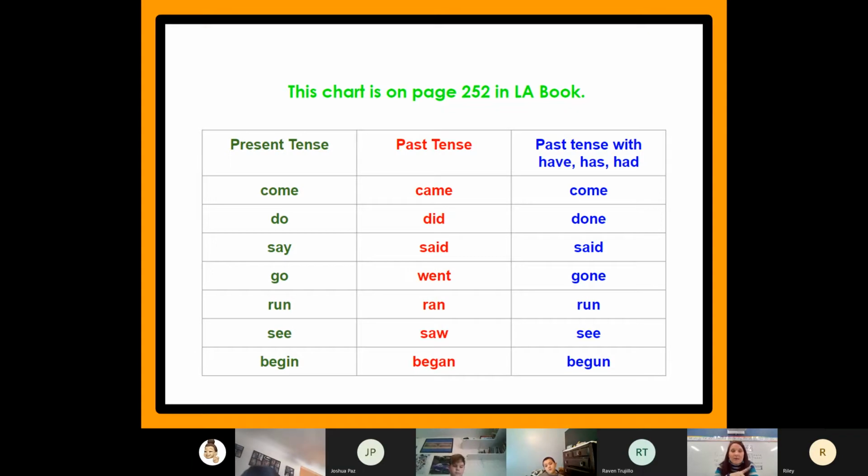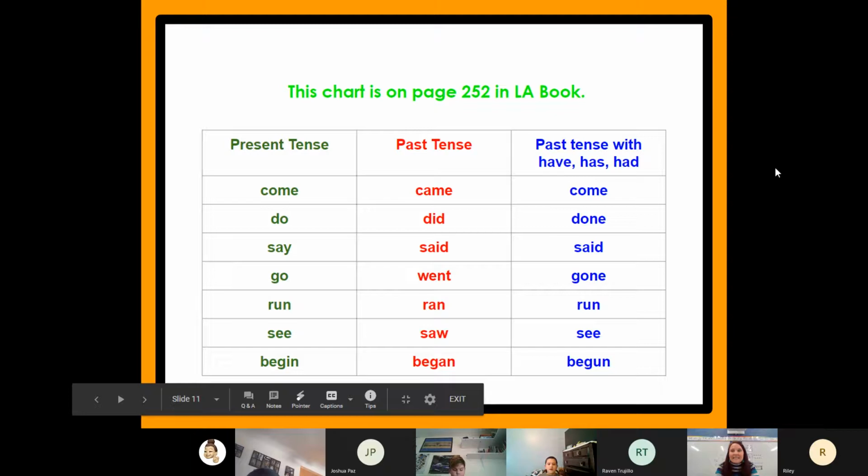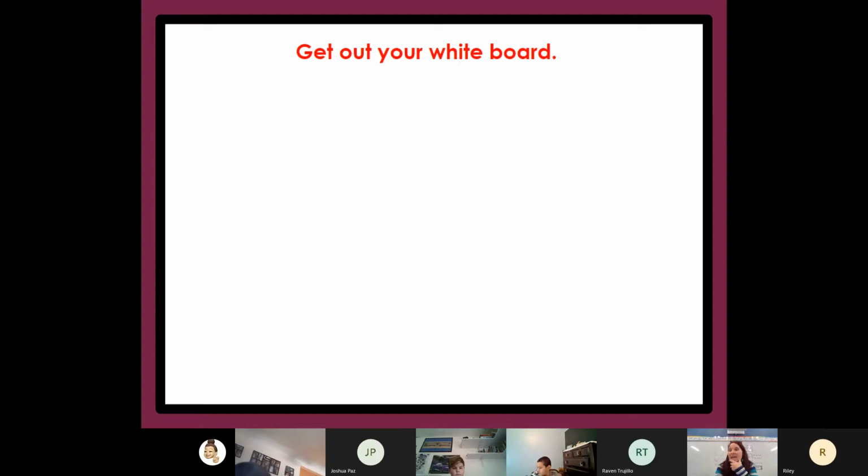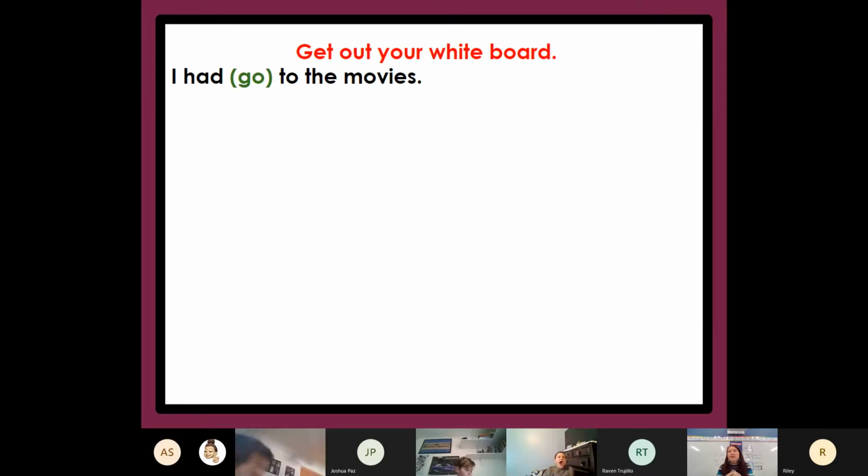So the reason I wanted your paper out is because in just a minute you can start the actual assignment, but we're still going to use our whiteboards and our markers right now because I'm going to give you a sentence, and in the sentence it's going to have a verb in parentheses, and that verb is in the present tense. So if you look at your screen, it says, I had go to the movies. We need to change the verb that's in the parentheses into the past tense. You're just going to write the correct spelling of the past tense of the verb on your whiteboard. So let's do this one together.